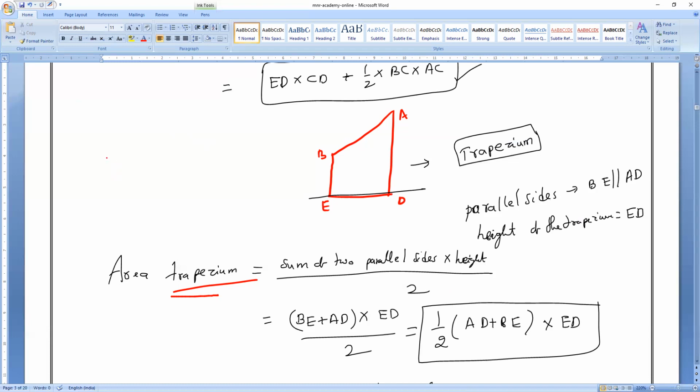Listen, I will modify the diagram. All of you see. B, E, D, A. Now, what are the parallel sides? Who is parallel to whom? Same diagram, I rotated 90 degrees. Just see that. BE is parallel to AD. And who is the height? This is the height, DE. Is it okay? This is the height. And AD is parallel to BE.